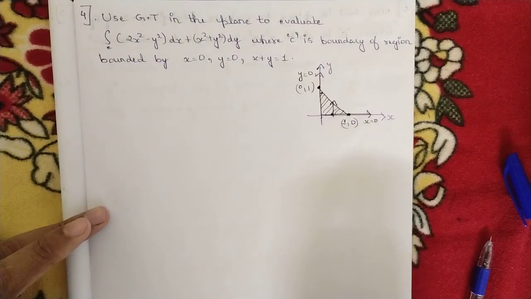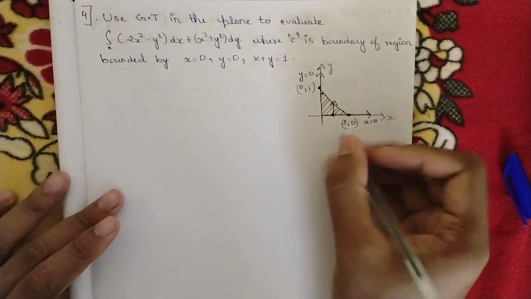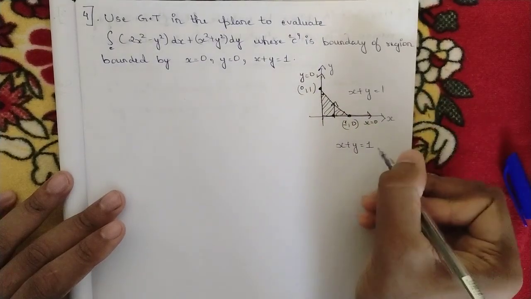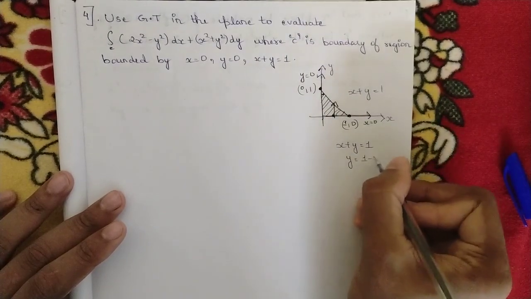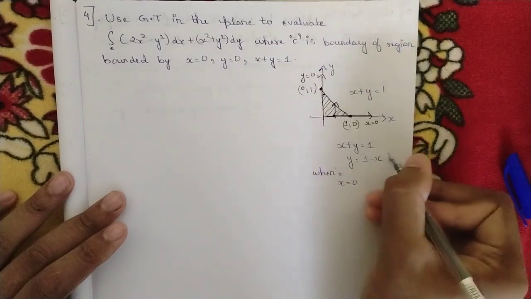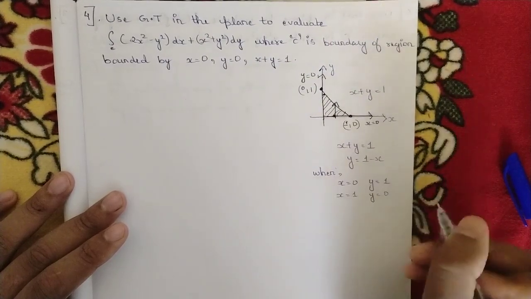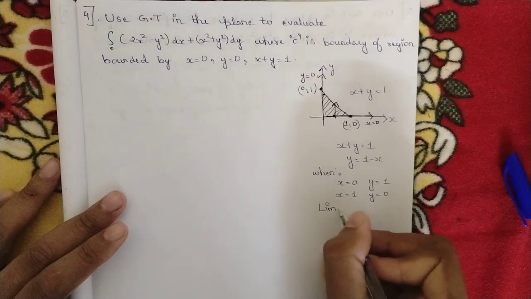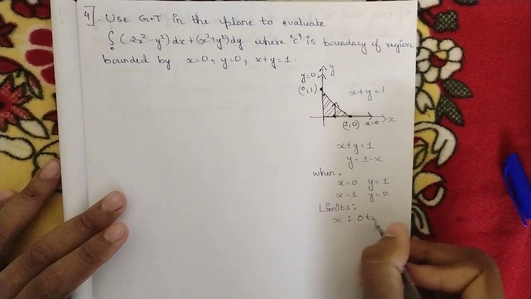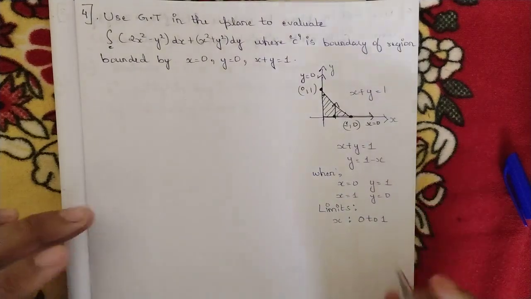First draw the limits of x here. Let us write the limits now. Consider x plus y equal to 1, so we get y equal to 1 minus x. When x equal to 0, the value of y would be 1, and when x equal to 1, the y value would be 0. So the limits for x are from 0 to 1, because the values are from 0 to 1 and 1 to 0 itself.